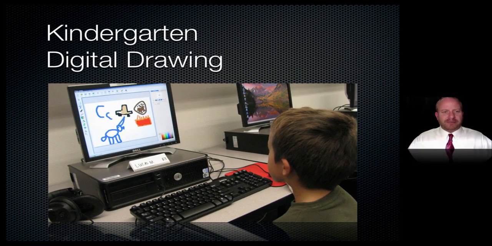So here we are, kindergarten. He's doing, looks like it's a big C, little c, and he's drawing, I think that must be a cat, a cake, a car, and possibly a cookie on there. But they're doing digital drawing. They're learning how to draw on a computer, and it's great. And so they will have a whole alphabet book when they're done in kindergarten.